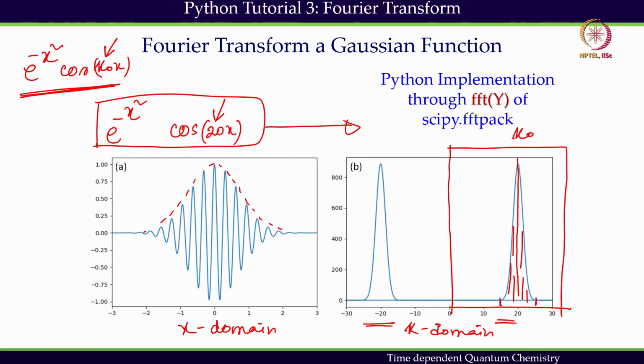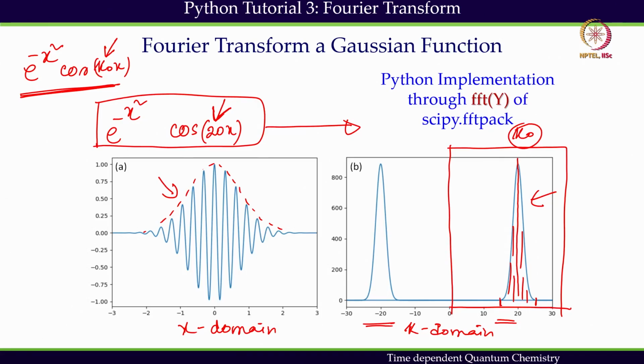So, one thing is quite clear from this demonstration: the Fourier transform of a Gaussian is another Gaussian, and it is centered at k naught, which is the average spatial frequency component for the wave packet.